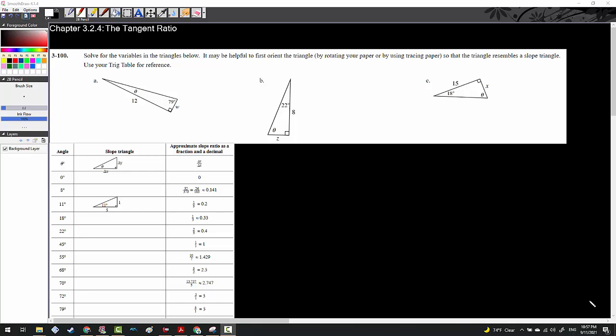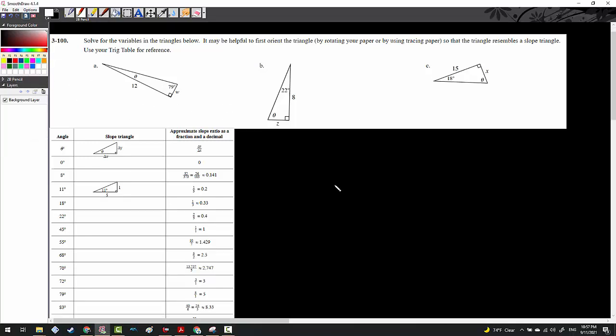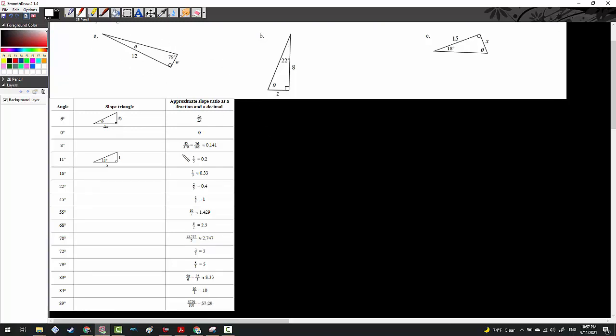And in the first problem here, 3-100, it asks us to solve for the variables in the triangles below, and it says it may be helpful to orient the first triangle so that the triangle resembles a sloped triangle. What we're going to do is compare the triangle given to the sloped triangle, again going back to this wonderful resource page that we have right here.